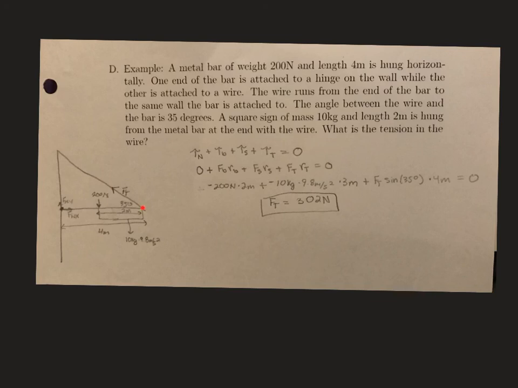And since the wire is pulling up and to the left, up means going up and around. Remember, this is our rotation point. So that is counterclockwise, which is why we get a positive sign here. So when we solve for the force of tension, we get 302 newtons.